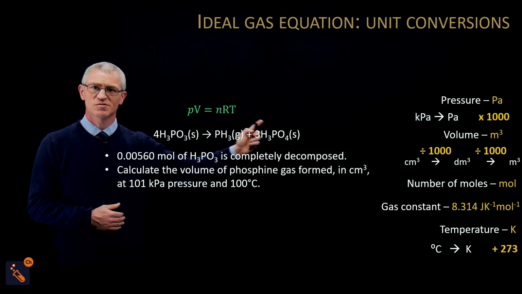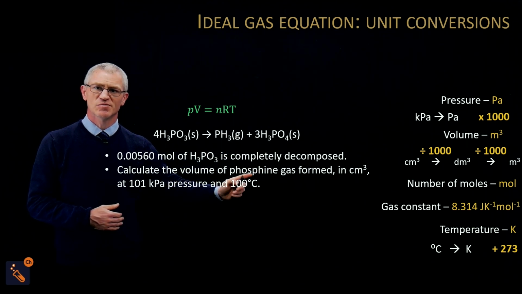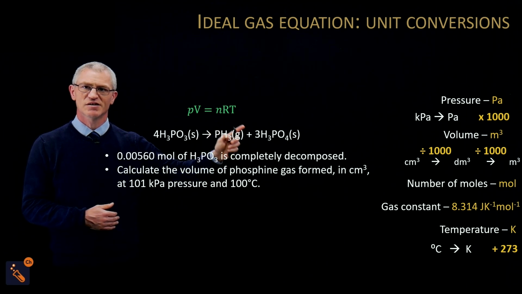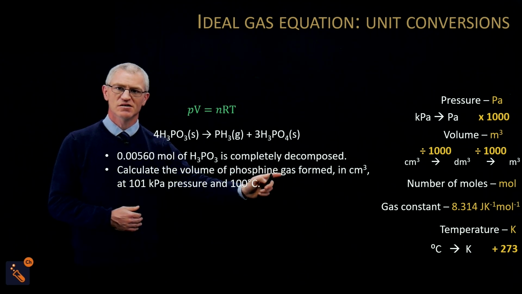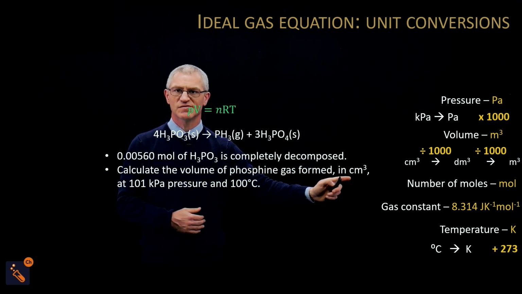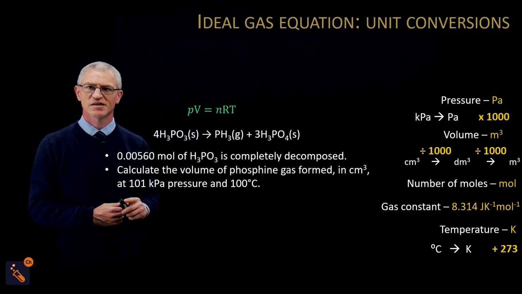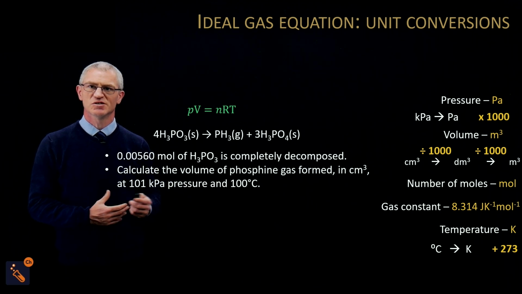That means it's 100% yield. It's gone all the way to make the products. And then we're calculating the volume of the phosphine gas. The phosphine gas is the pH3, so it's a gas, and we're calculating the volume of that gas with the ideal gas equation. We need to know how much of the gas is formed in centimetres cubed. We're given kilopascals, which means we'll need to convert, and degrees Celsius, which means we'll need to convert.